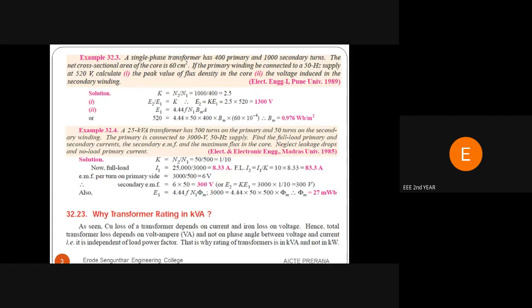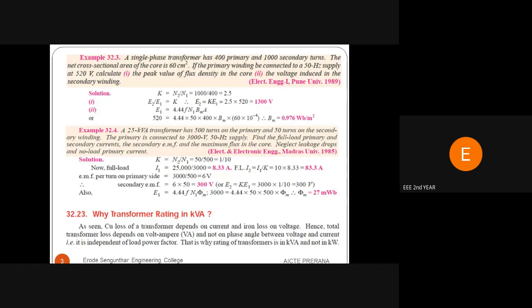So second formula, second problem. A 25 kVA transformer, that is the rating of the transformer, has 500 turns on the primary, so N1 equal to 500 turns, and 50 turns on the secondary winding, N2 equal to 50 turns. The primary is connected to a 3000 volt, 50 Hz supply. That is V1 or E1 equal to 3000 volts, frequency of the supply F equal to 50 Hz.